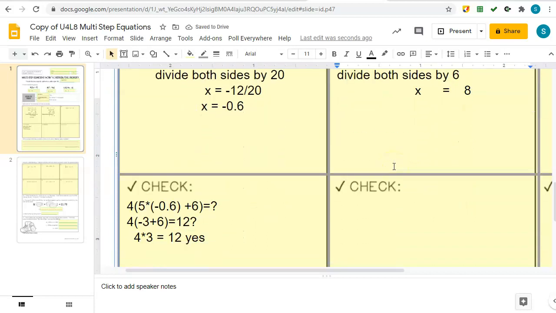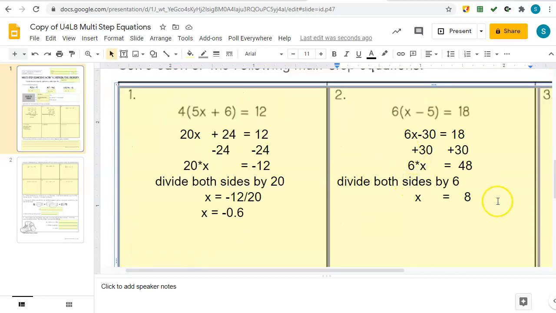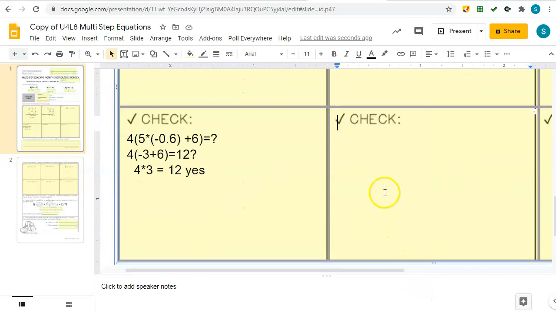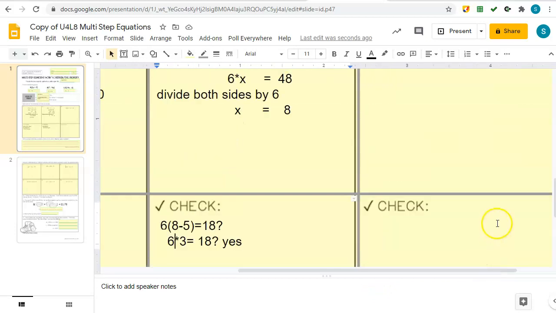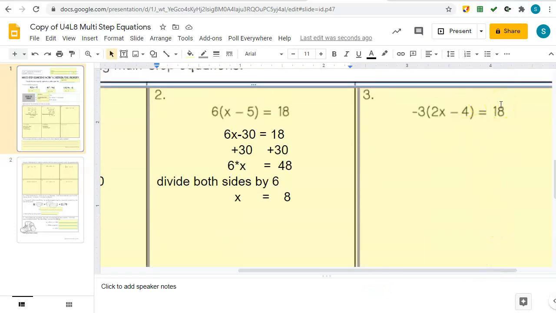Let's check our work. So again, we're going to plug 8 into this original problem. So we're going to have 6 parentheses 8 minus 5 close parentheses equals 18 question mark. Well, that's 6 times 3 equals 18 question mark. Yep, that is true. Woohoo! Looks like we know what's going on. Go ahead and finish this last one on your own. Pause the video, check it out, and then we'll go over it.